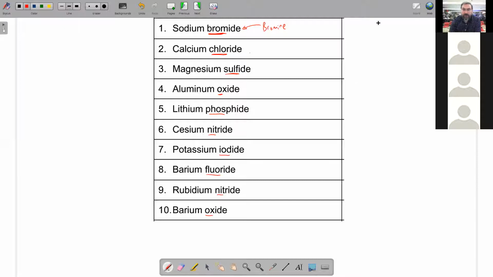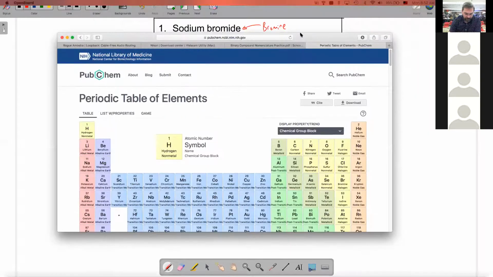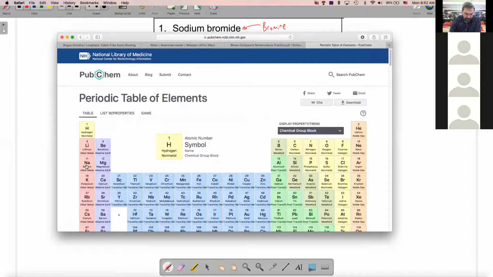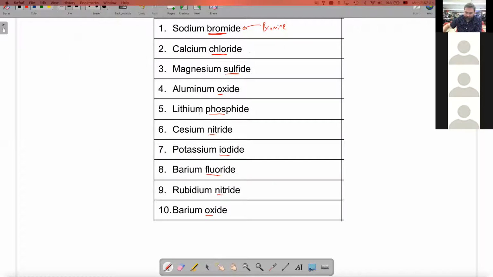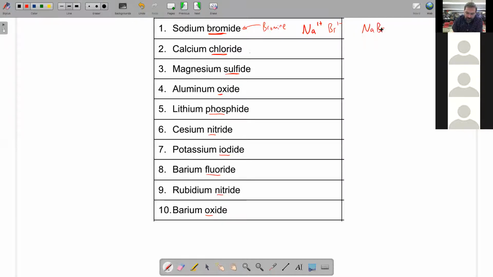So anyway, sodium bromide. I need sodium, which has a charge of 1+, and bromide is from bromine, which has a charge of 1-. So I just need to consider a compound that's made of sodium, Na 1+, and bromine, Br 1-. The compound that forms between sodium and bromine is just NaBr. And how I know that is that if the charges are identical, then you only need one of each. The ratio is just going to be 1 to 1.